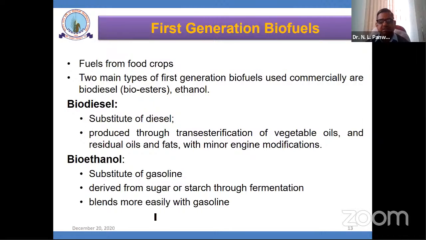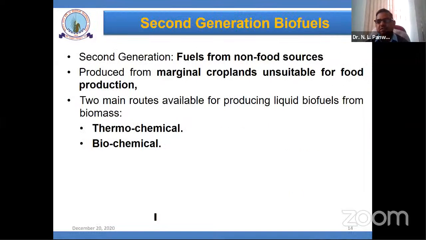Similarly, if you are producing ethanol through the fermentation process, and if you use maize, which is edible, ferment it and extract the ethanol, then it is a first generation type of ethanol. It is derived directly from sugar or starch, and blends more easily with gasoline fuel.